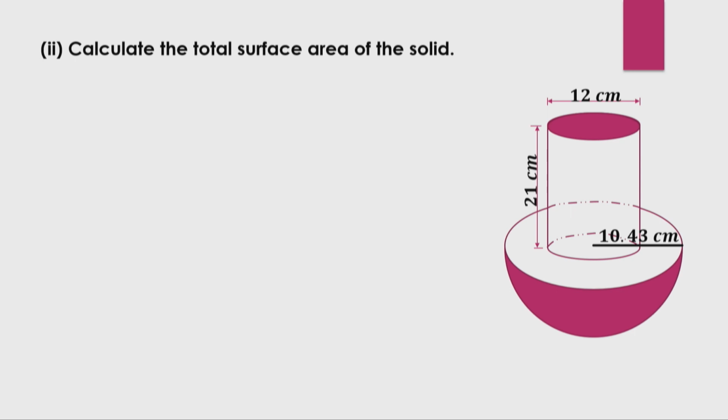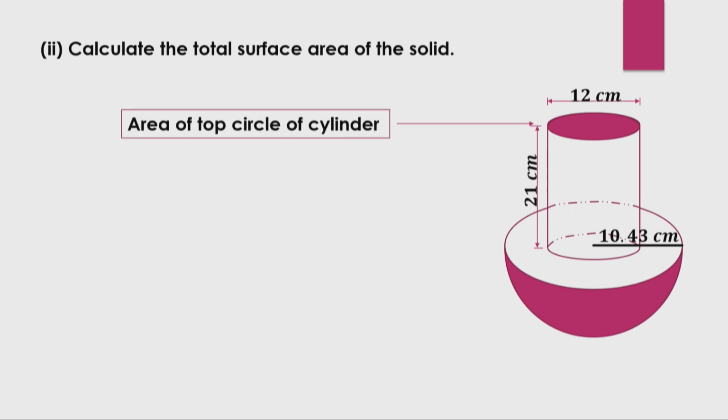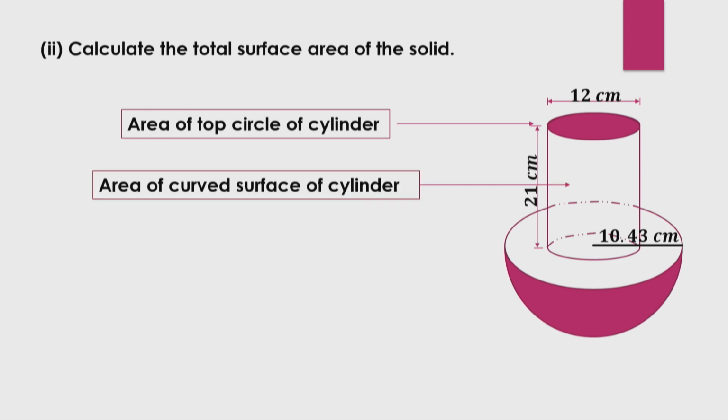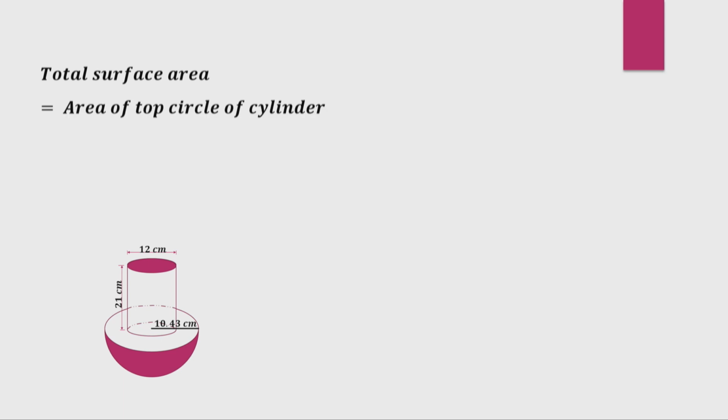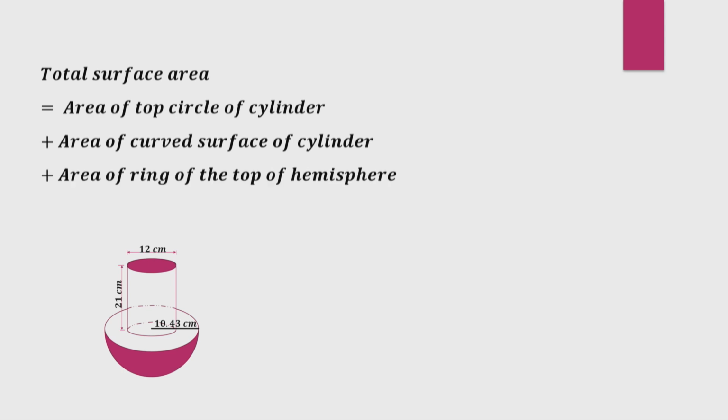Part 2. Calculate the total surface area of the solid. First, we are going to take the area of the top circle of the cylinder plus the area of the curved surface of the cylinder plus the area of the ring at the top of the hemisphere, that is the area of the outer circle minus the area of the inner circle. And finally, we are going to add these to the area of the hemisphere. Total surface area will be area of top circle of cylinder plus area of curved surface of cylinder plus area of ring of the top of hemisphere plus area of hemisphere.